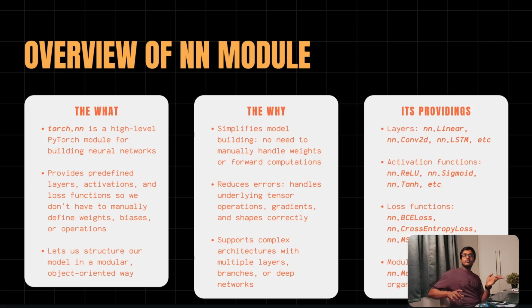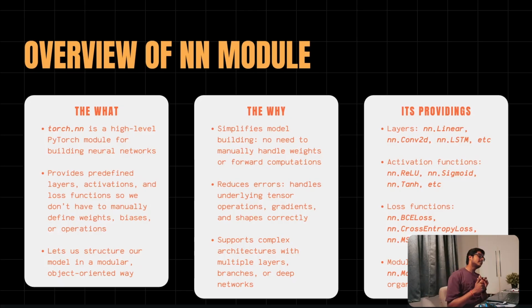And here also we don't have to do the forward pass by ourselves. Like at first we computed the Z and then we computed the Y hat. Here it is all done under the hood automatically. And that is the beauty of the NN module. Moreover, it handles the errors, the tensor operations, gradients, and shapes very accurately, because if we had to do it ourselves, it would probably be much more error prone, right? Because we are humans and we can make mistakes, but these are highly optimized and created by very intelligent people, so definitely we can trust them.